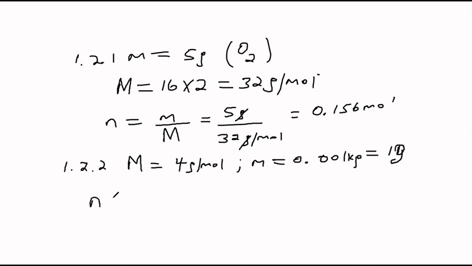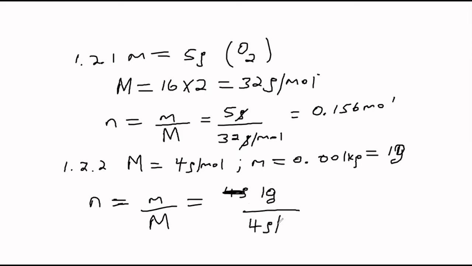Okay, let us use the formula n equal to mass over molar mass, which is the same as 1 gram over 4 grams per mole, which is the same as 0.25 moles. Yeah, so we have managed to calculate the number of moles. Let's go to the next question.